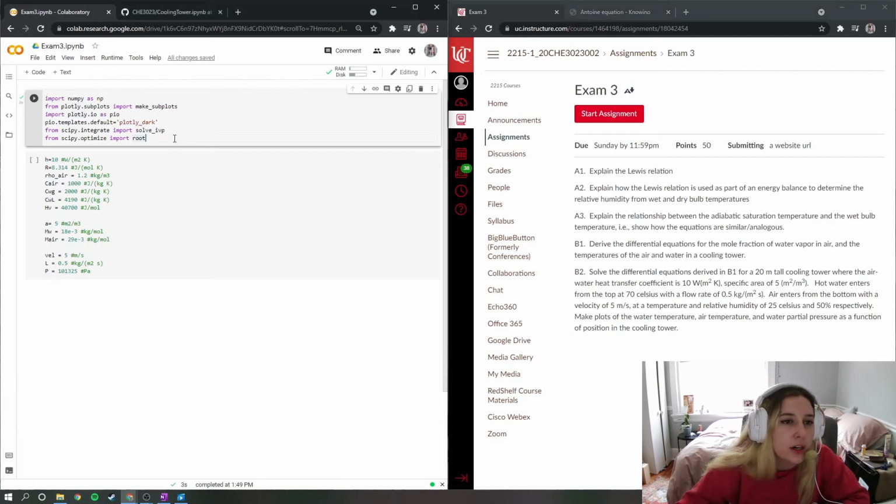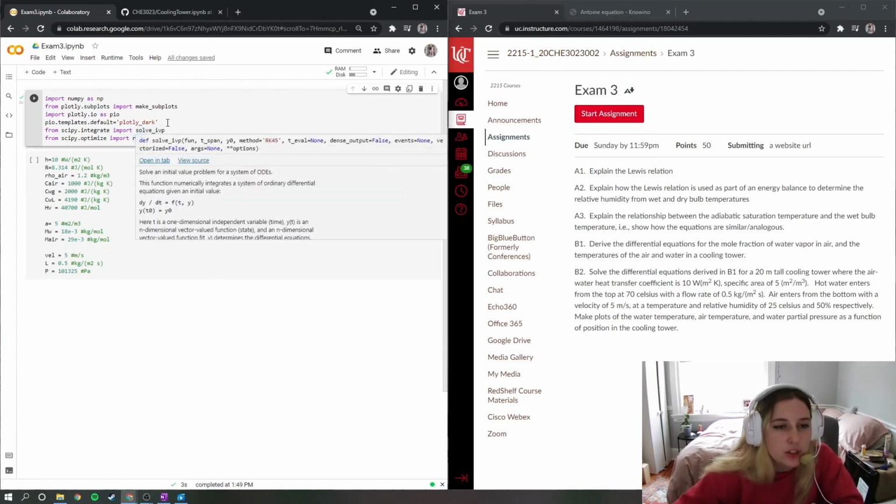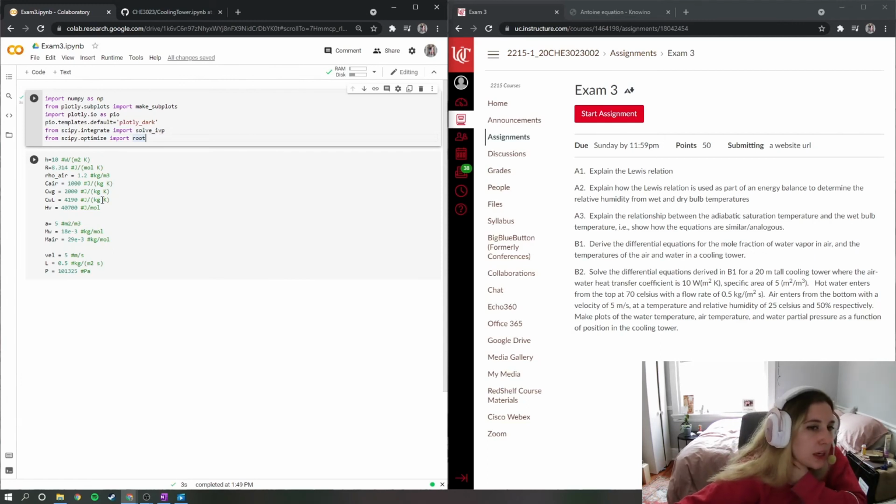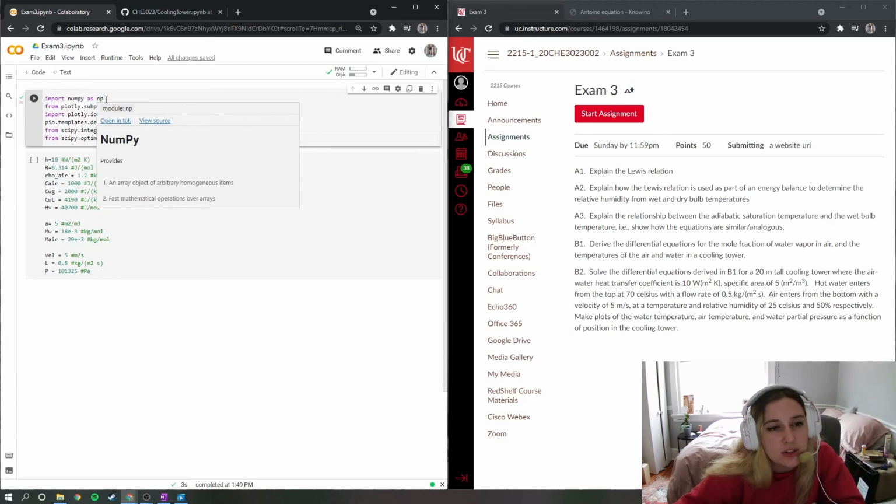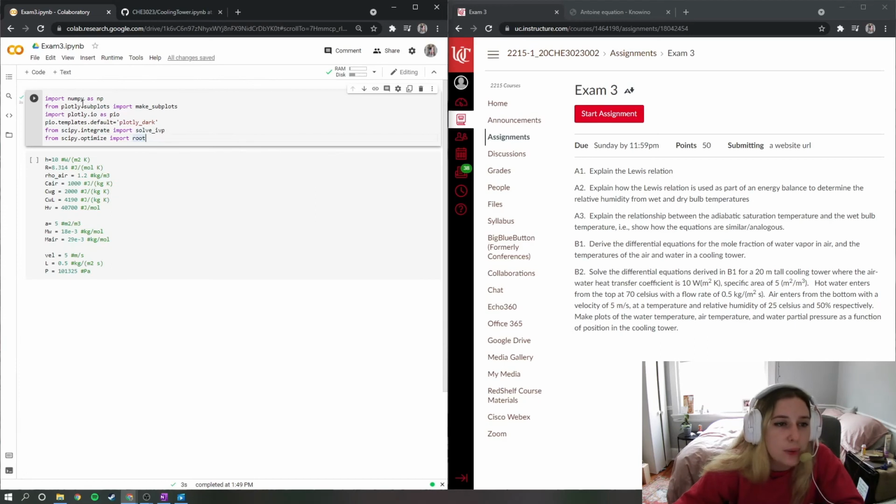So first we have pretty much the same imports that we normally import when we're coding for all these transport 2 problems that we've been doing. So we're going to import numpy as np. We always just call it np so that we don't have to type out numpy, but numpy is a package in Python that allows us to do more complex functions. Then we're going to import make_subplots from plotly.subplots to allow us to make our plots of the temperatures and the partial pressure. Then we're going to import plotly.io as pio. Again, we're calling it pio so we don't have to write out plotly.io.